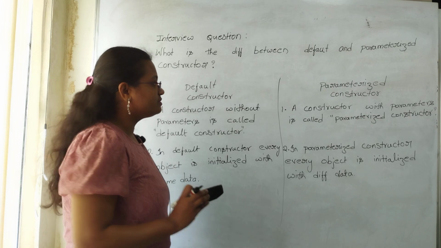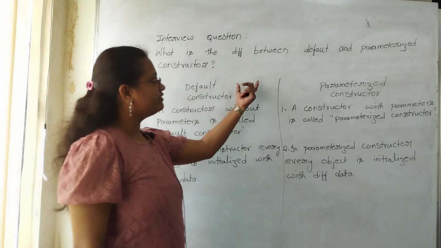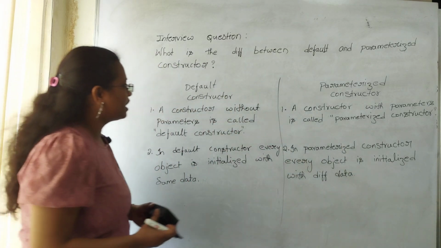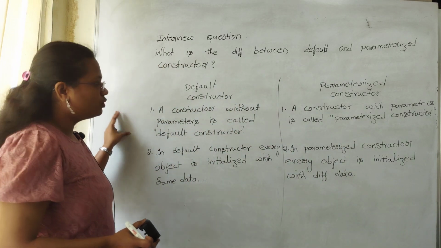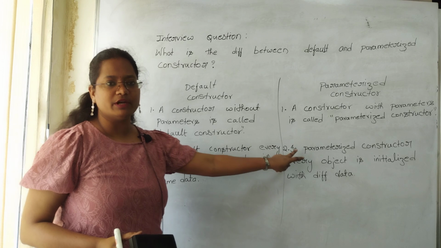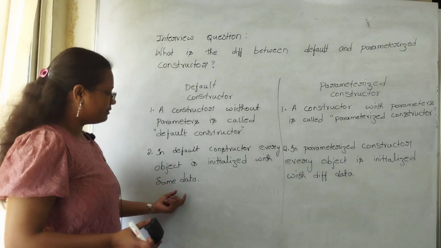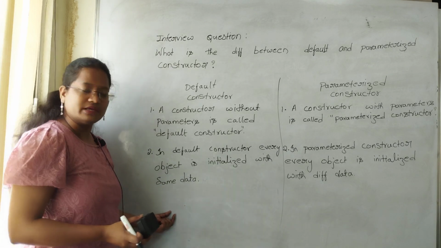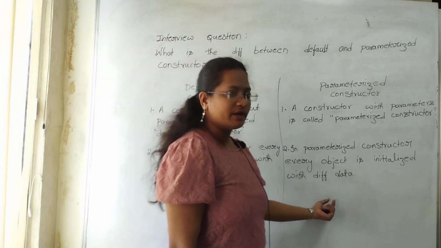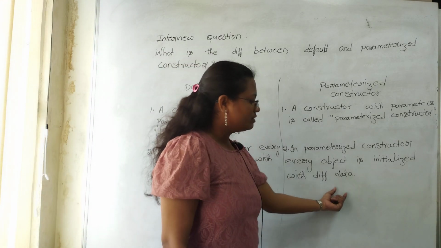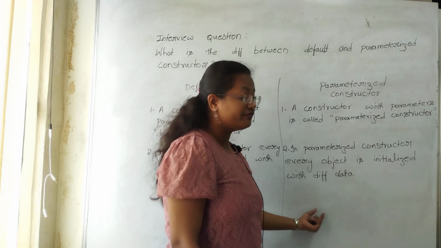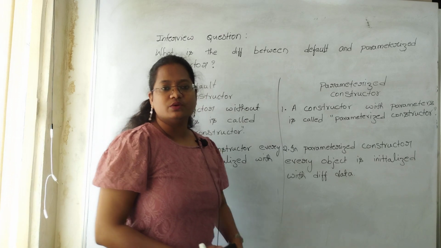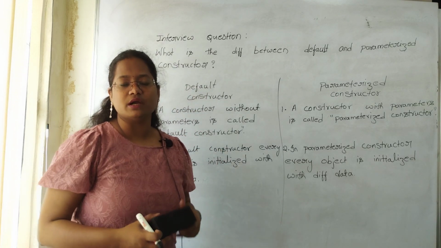Guys, don't make this mistake. If anybody asks what the default constructor and parameterized constructor mean, people only give the definitions. But this is the main point: in a default constructor, every object is initialized with the same data. When we use a parameterized constructor, every object is initialized with different data. You need to mention these two differences. So please rectify this mistake in the coming interviews.